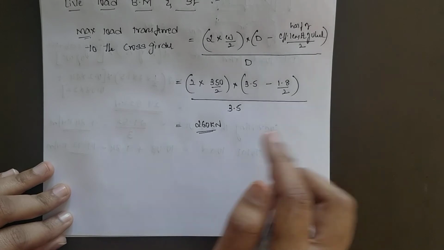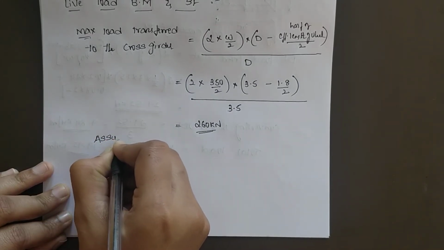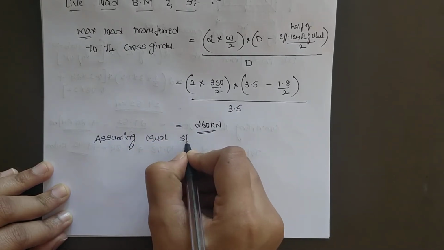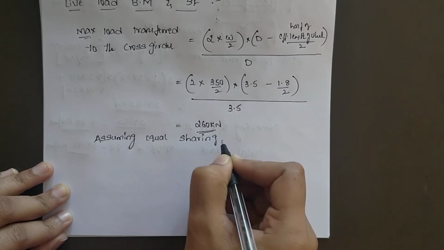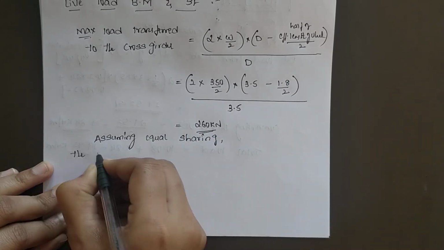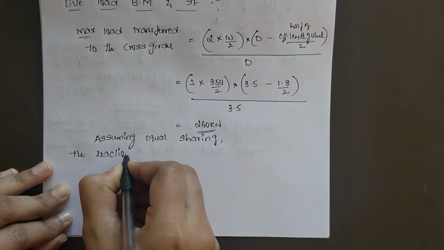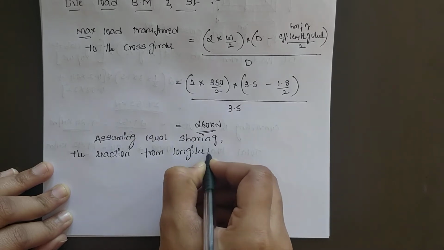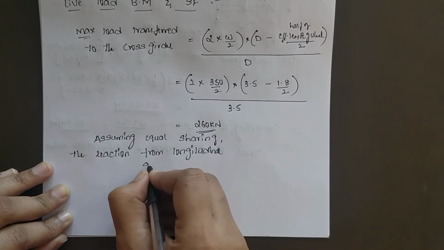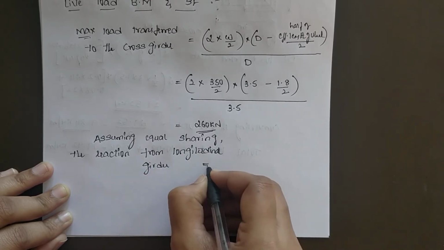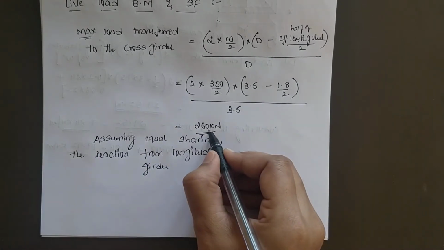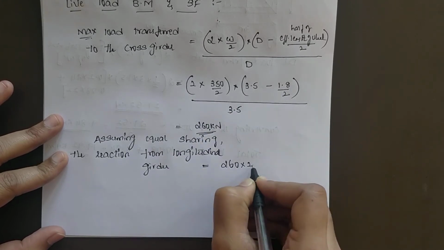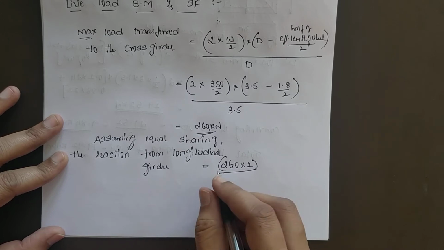Next, assuming equal sharing, the reaction from the longitudinal girder will be equal to the maximum load transferred to the cross girder divided by the number of girders. How many cross girders? It is 2.